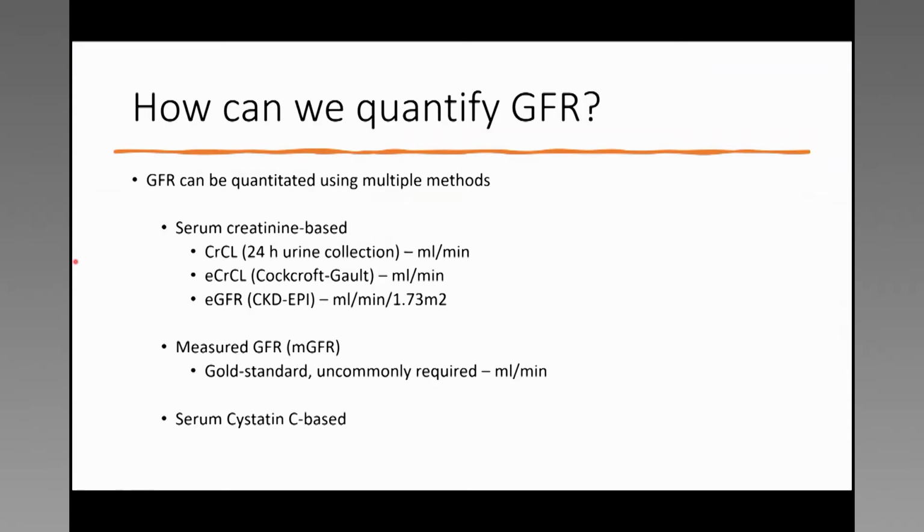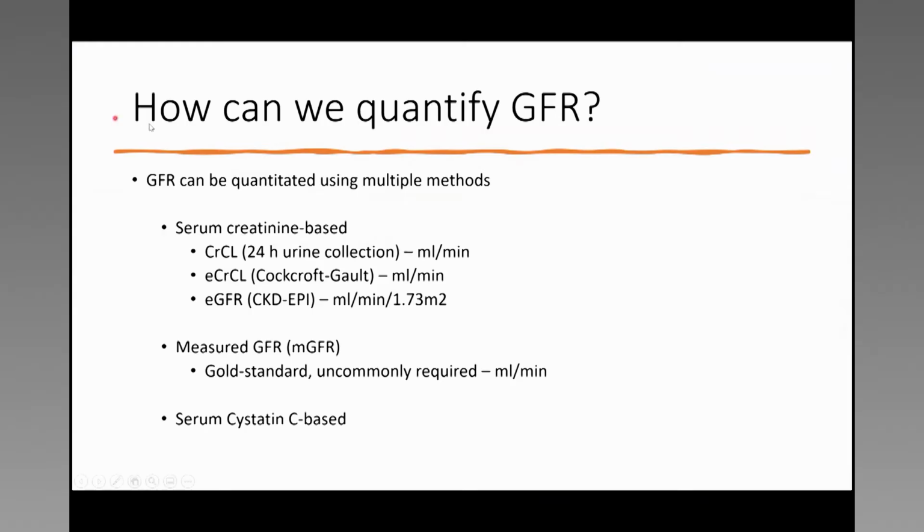So how do we quantify GFR? I've already told you that GFR is the most important measure of kidney function. That's how we grade kidney function. And if we think that through the intact nephron hypothesis, that all functions of the kidney are proportional to GFR, then surely it's very important for us to understand and quantify the GFR if we're going to be using this to dose our medicines. There are multiple methods by which we can quantify GFR.